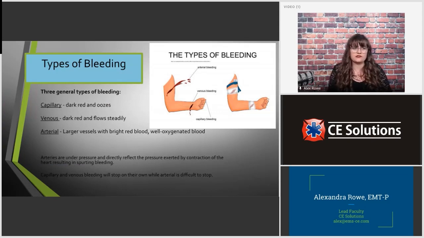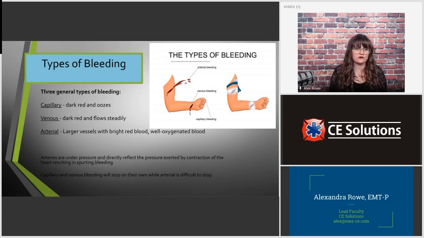Other types of bleeding, so there's capillary. Capillary is at the surface. It's usually dark red, oozes, and it usually can stop on its own. That's why like paper cuts hurt so bad, because you have all those nerve endings at the end of your fingers. And usually if you keep wiggling your fingers and stuff, that will end up breaking open again, right? Because you're making that clot, that fibrin that has already been held together, loose again.